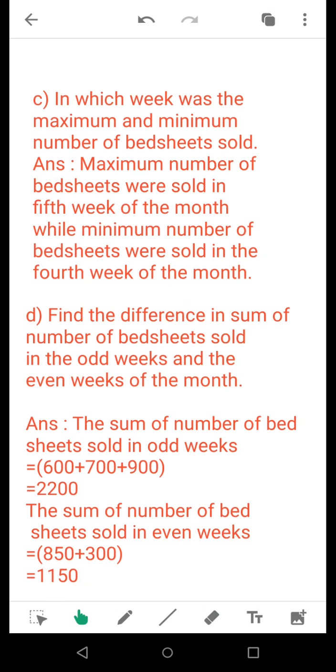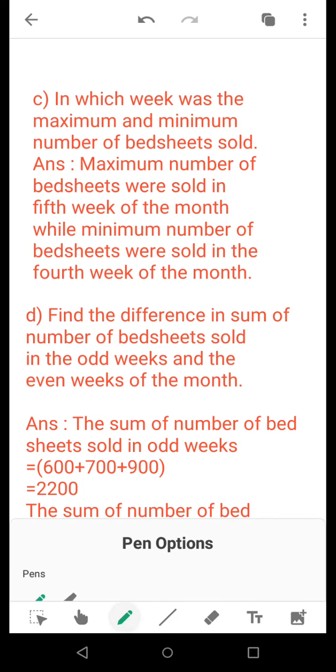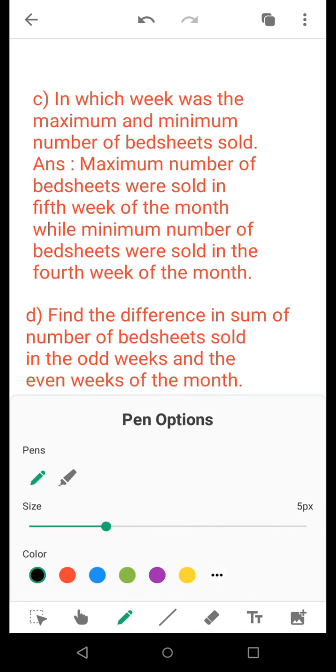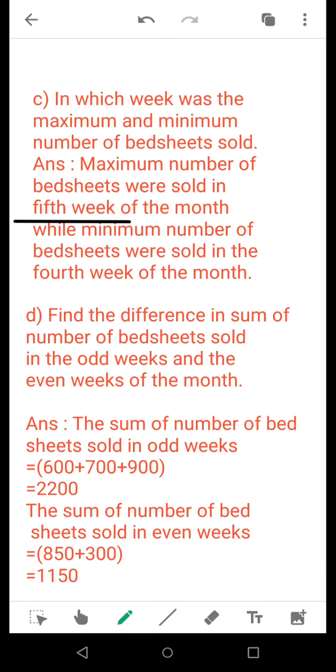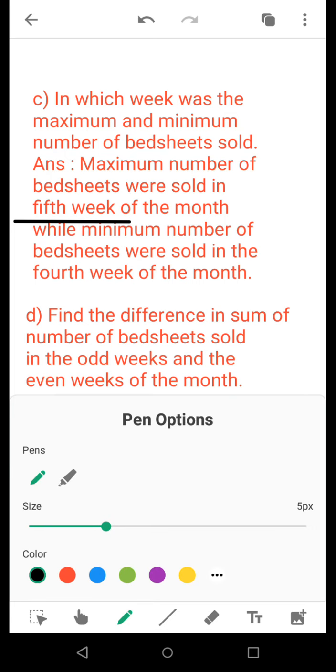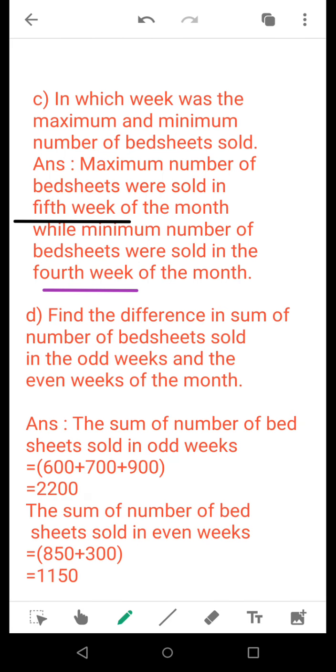Now when we move over here, we will answer maximum number of bed sheets were sold in 5th week. Here I underline it with a different ink so that it becomes prominent for you. And the 5th week of the month, while minimum number of bed sheets were sold in the 4th week of the month. I underline it with a different ink.